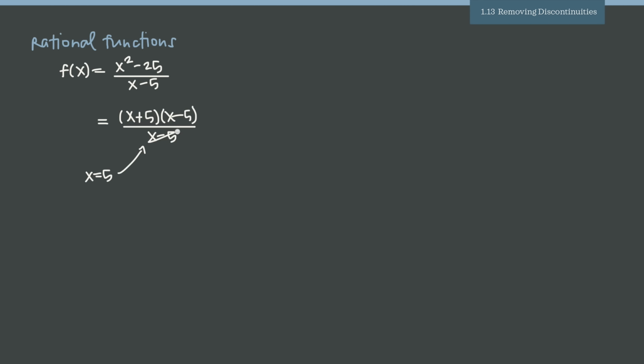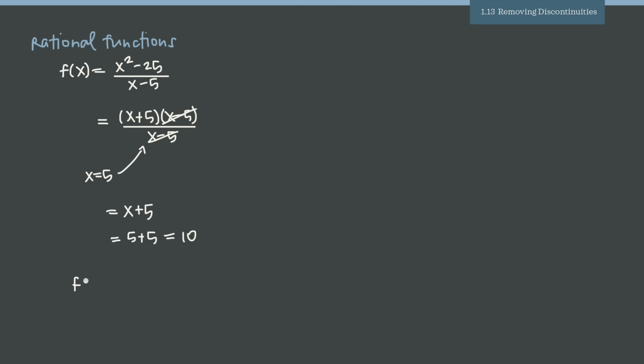But if we cancel out this factor, then we're just left with our function as x plus 5. Now we can see that when x is equal to 5, if we substitute that into the function here, we get 5 plus 5, or 10. So we know that if it were not for the discontinuity, the value of the function would be 10 when x is equal to 5. So in order to remove the discontinuity from the rational function, what we do is we redefine it as a piecewise function.